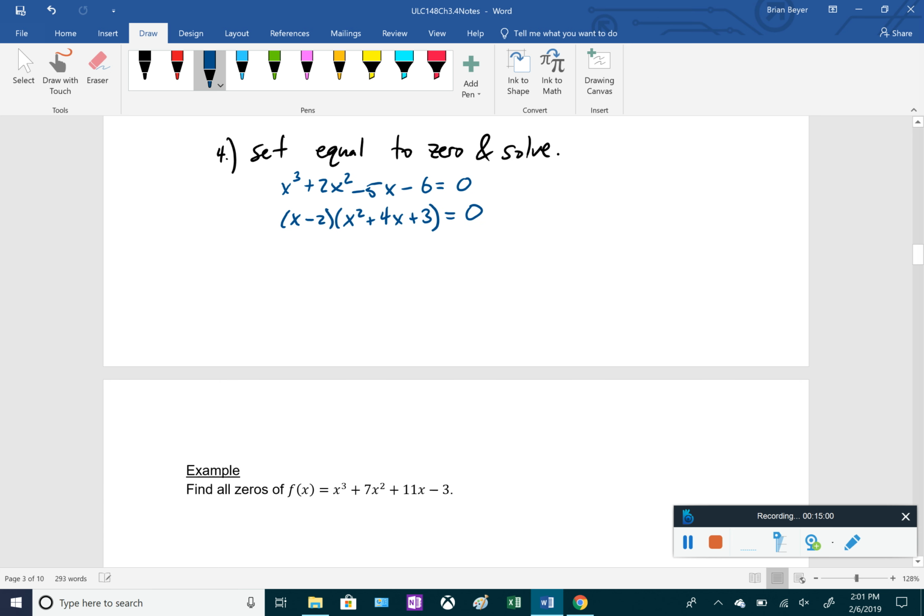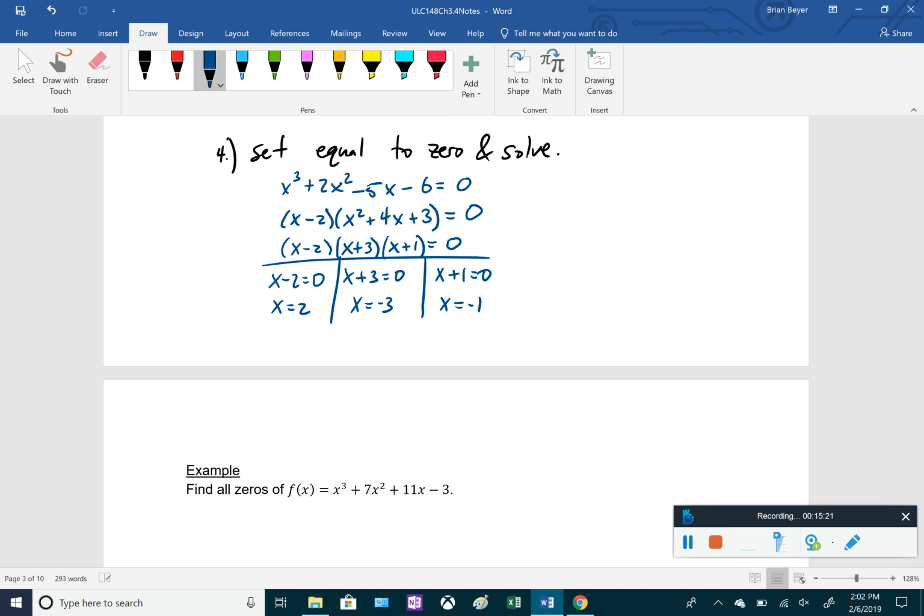We can actually factor that quadratic as x plus 3 times x plus 1, which is nice because then we don't have to do the quadratic formula. So we're going to set all of these factors equal to 0. We get 2, -3, and -1. So that's going to be our solution set here.